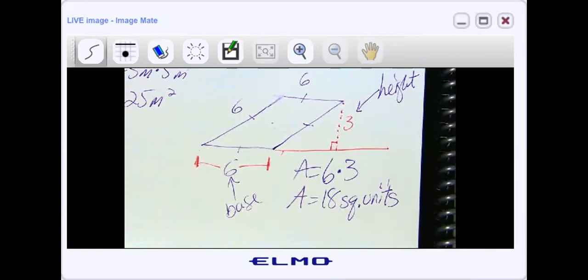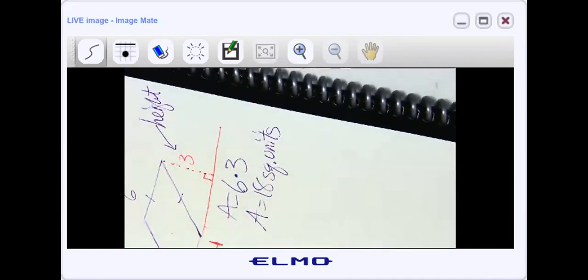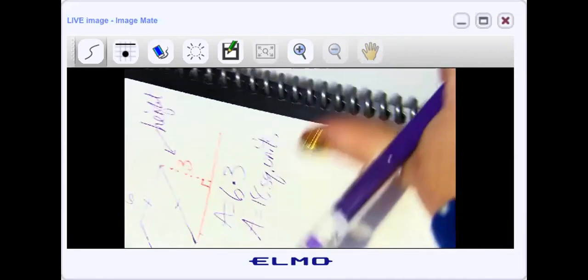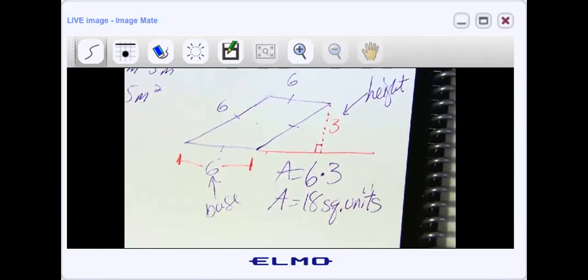Also, be careful of this. Sometimes we think of base as the bottom. It doesn't necessarily have to be the bottom. I just need the base and the height to be perpendicular to each other. Any side could be the bottom, right? Because I could just turn my page however I want to change who's at the bottom. So base does not necessarily mean bottom.